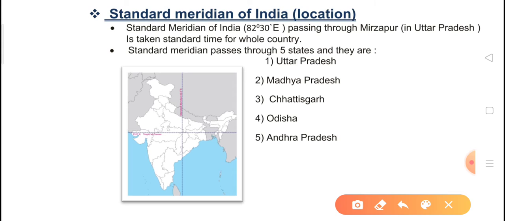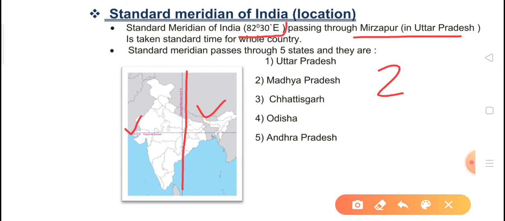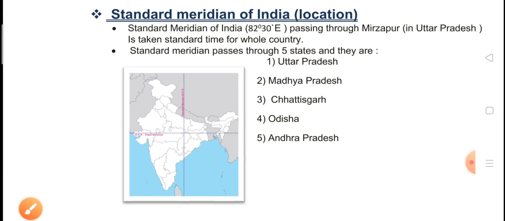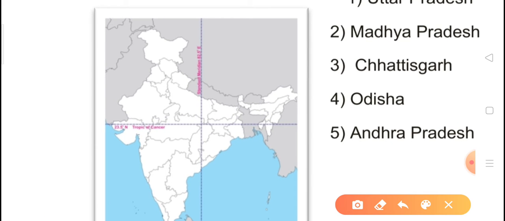So next one is Standard Meridian of India, or we can say Indian Standard Time. As we know that there is a time lag of almost 2 hours between Gujarat in the west and Arunachal Pradesh in the east. So the standard meridian is taken as the standard time of Indian states to balance the time hours, and this is passing through Mirzapur in Uttar Pradesh at 82 degree 30 minute east and it is passing through 5 states and they are Uttar Pradesh, Madhya Pradesh, Chhattisgarh, Odisha and Andhra Pradesh.